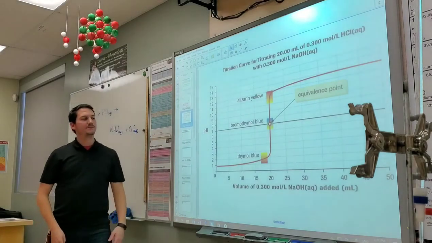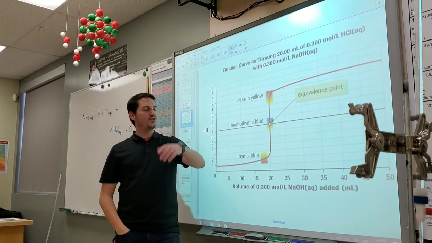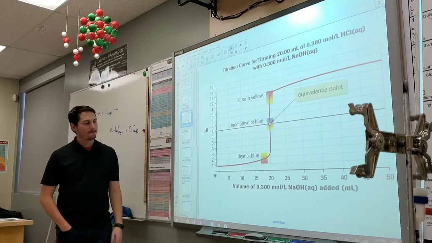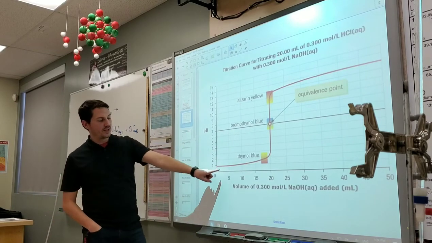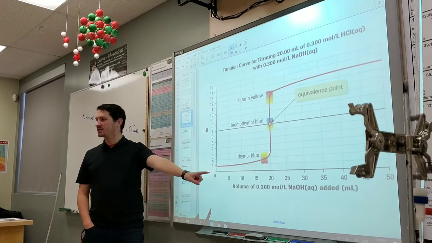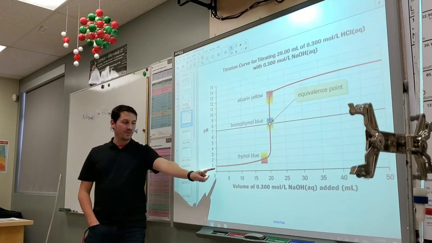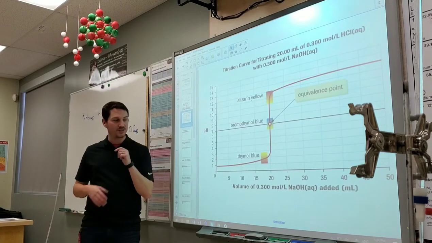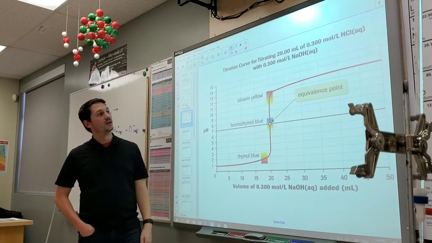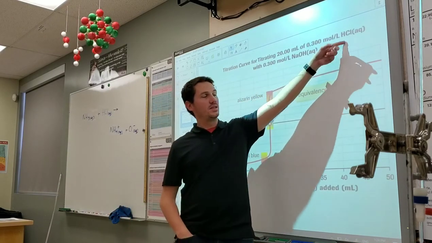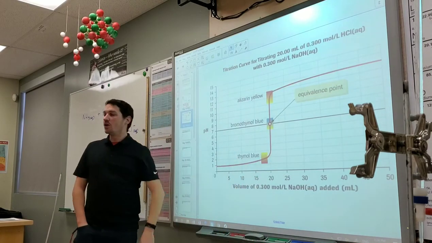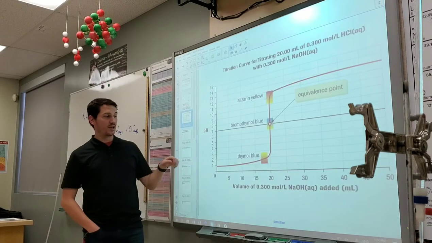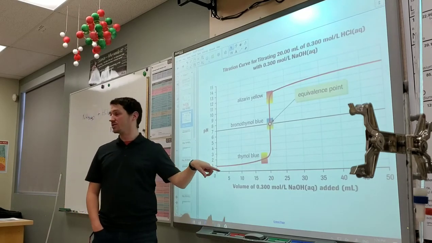So let's take a look at this. This is a titration curve. This is basically exactly what we just did, but the opposite way. What are we starting with in our sample at the beginning of this experiment? We're starting with an acid, right? And we don't know if it's a strong acid or a weak acid, but it is a strong acid. It's hydrochloric acid. So as I slowly add sodium hydroxide, what's going to happen to the pH?